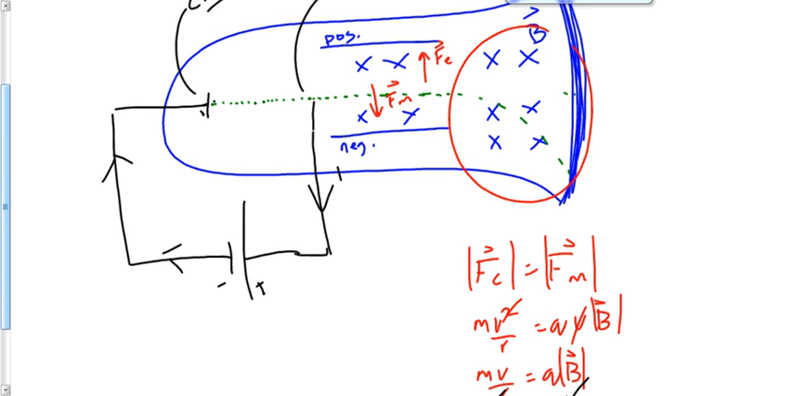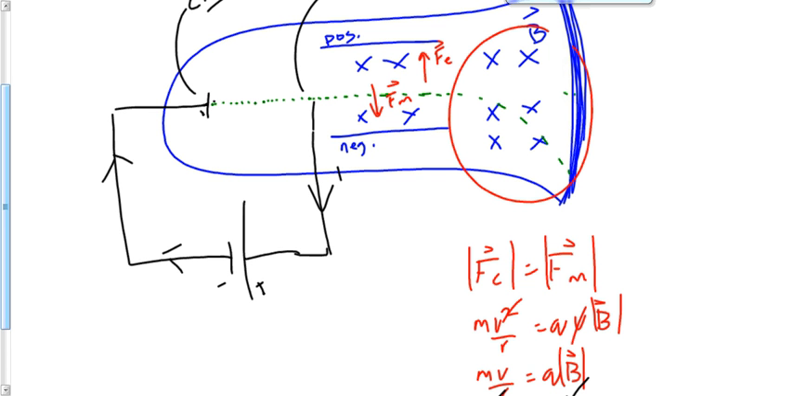Now, if these negatively charged particles that we're calling cathode rays are going too fast or too slow, then one force will be bigger than the other, and they're going to be deflected upwards or downwards. We don't care about those ones. Let them go. They're irrelevant to us. We care about the ones that are going at just the right speed, such that the magnetic force downwards will balance the electric force upwards.